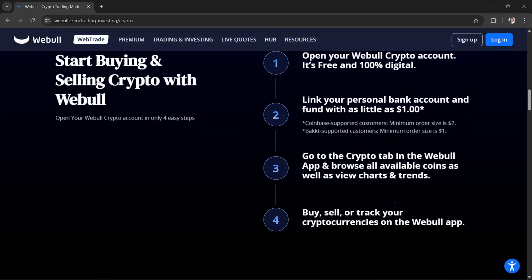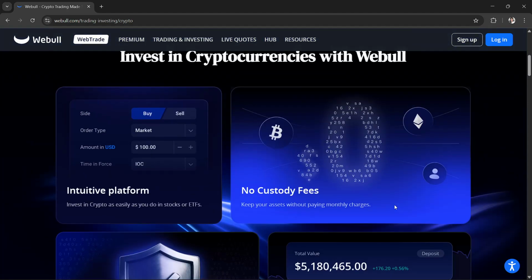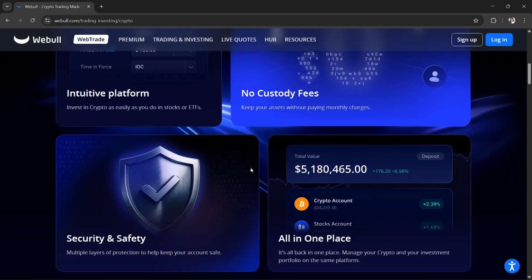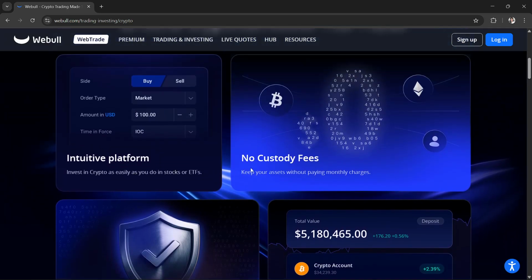And now that you're here, you will basically just have to look for the Dogecoin. So it should be right here if you've already logged into your account. And then after that, you will just have to click trade, and then you will click buy.